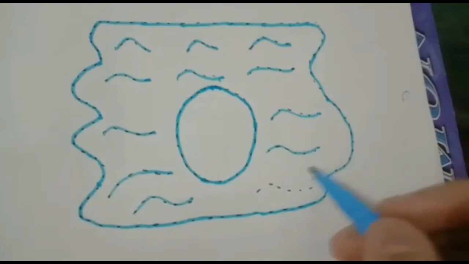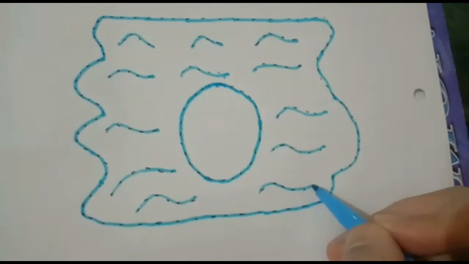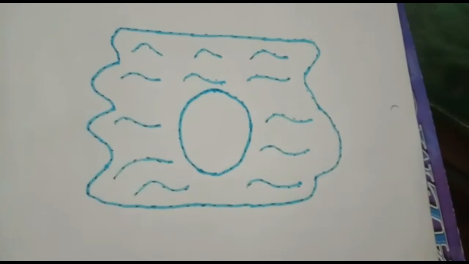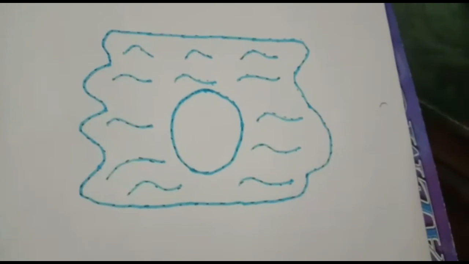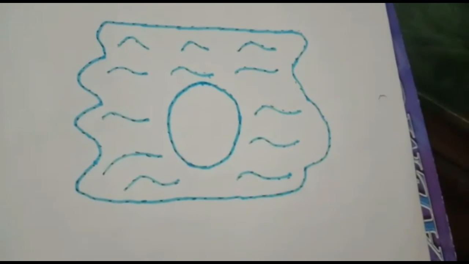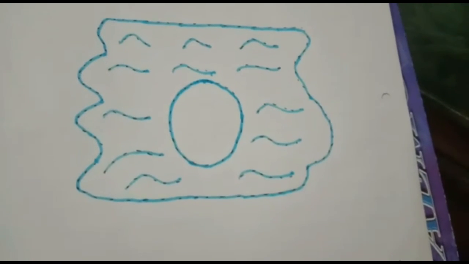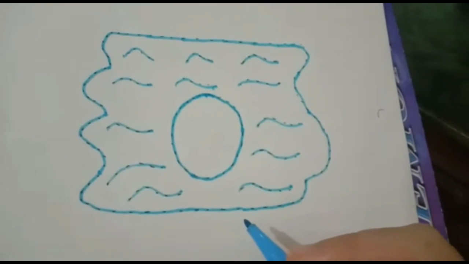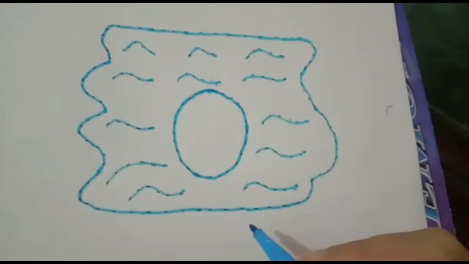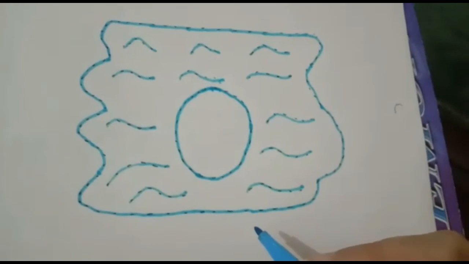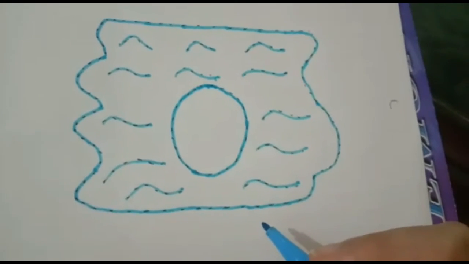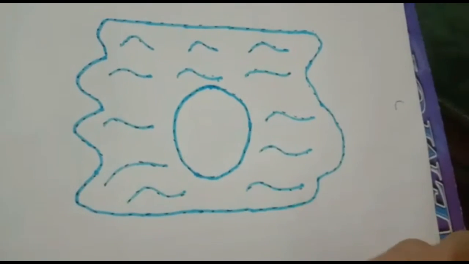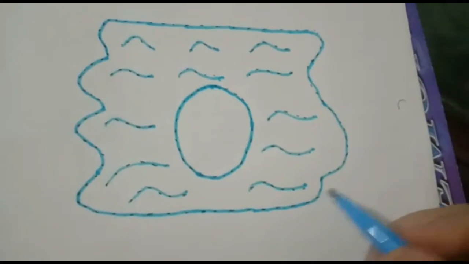Okay, now I have completed this picture. Can you guess it? What is this? This is an ocean. Yes, good. This is an ocean. And O is the first letter in ocean. For this word, we will use the sound of letter O, O, ocean. O, ocean. Good.